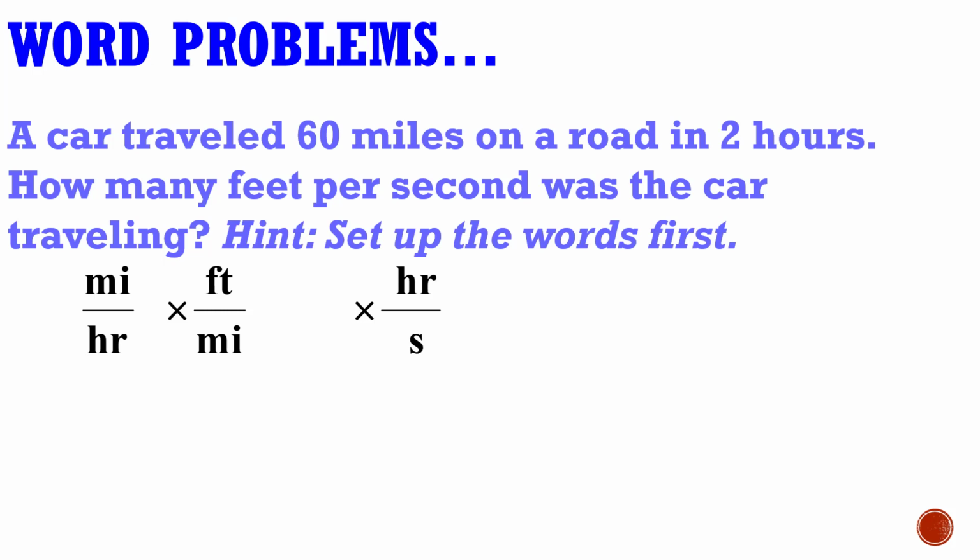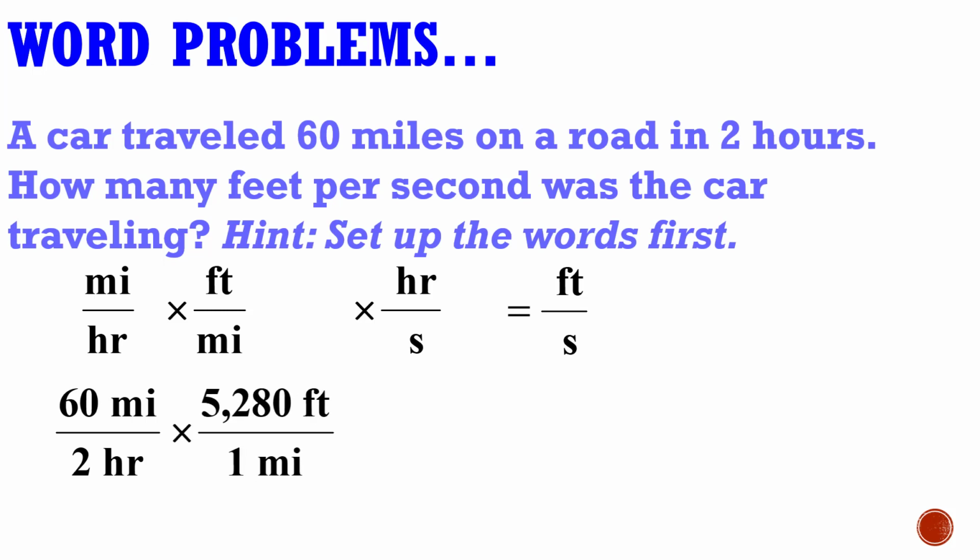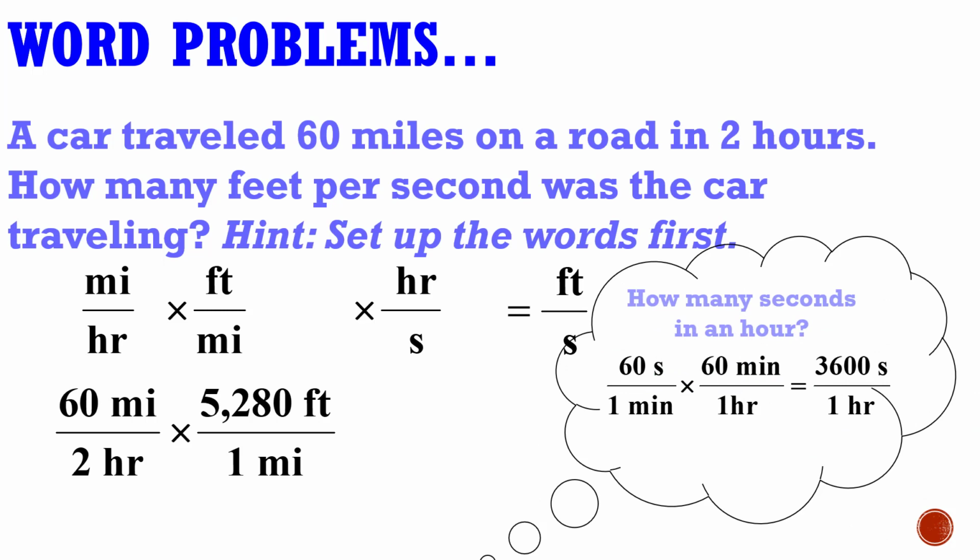Now that I've set up all of the words, we can go back and fill in numbers. So we have 60 miles per 2 hours. We're going to multiply that by 5,280 feet per 1 mile. That will cancel out our miles. And then we want to figure out the conversion factor from hours to seconds. Well, 60 seconds over 1 minute times 60 minutes over 1 hour means that there are 3,600 seconds in 1 hour.